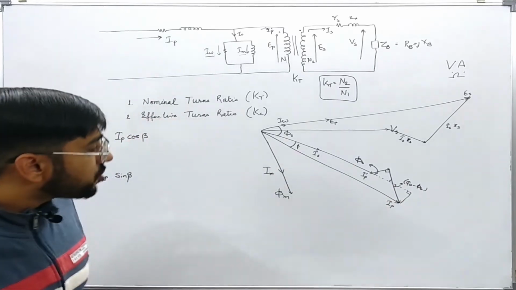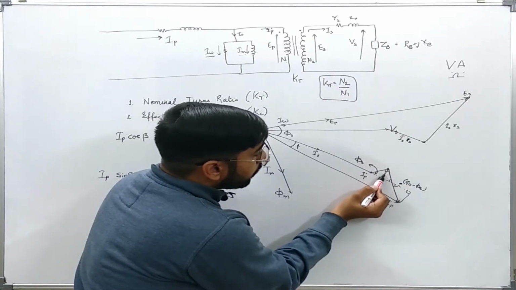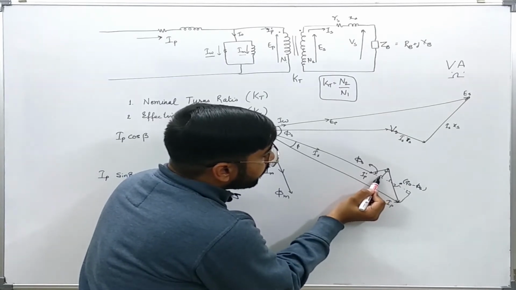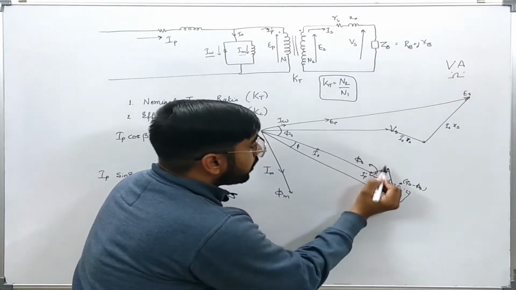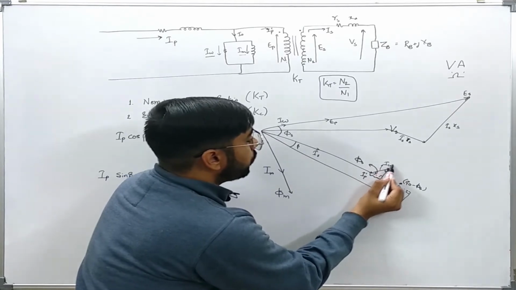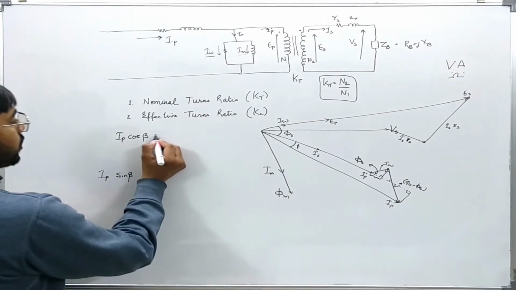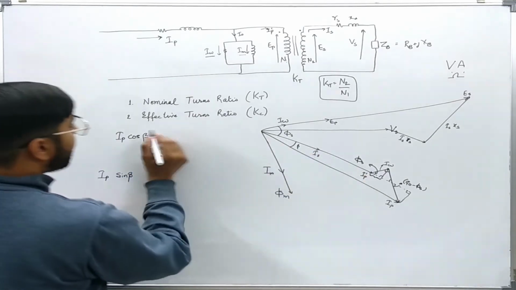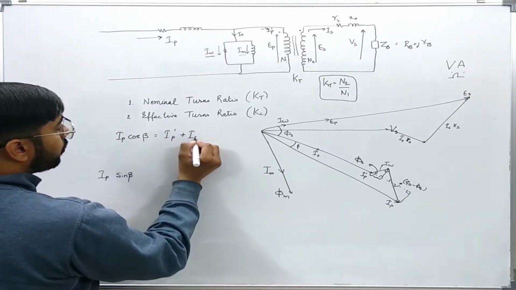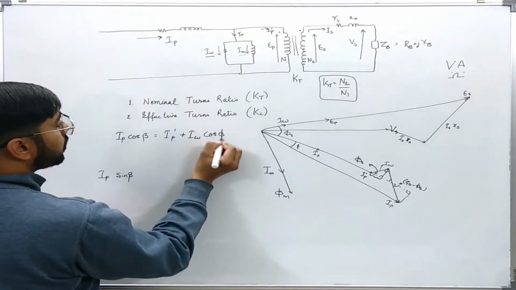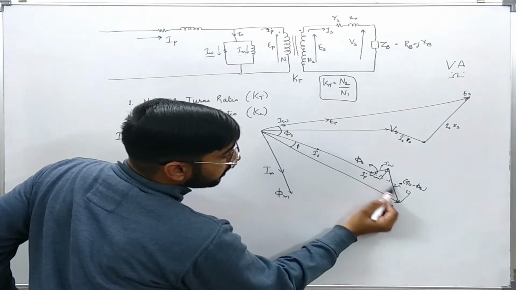Now let us draw a perpendicular from this point to this point like this. So this part, since it is equal to IW, will be equal to IW cos phi s. So IP cos beta will be equal to IP dash plus IW cos phi s. Okay, I have got this part. Now I have to find the remaining part.